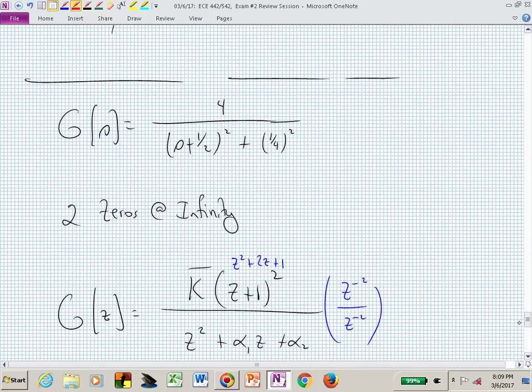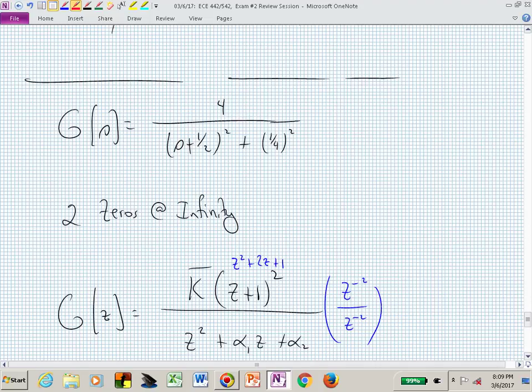So that gives rise to this z plus 1 quantity squared. My structure downstairs, I know I'm going to have 2 poles. They're going to be complex. But if I just arbitrarily put in some coefficients, I know that they will be an alpha 1 and an alpha 2, and I have some gain K bar.